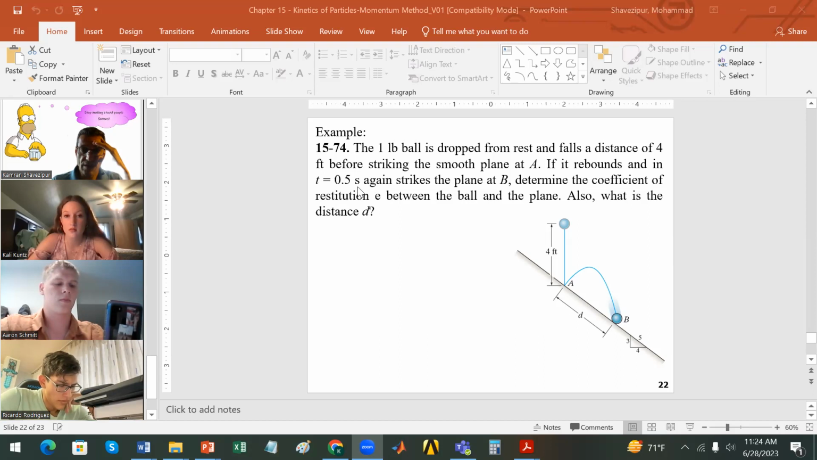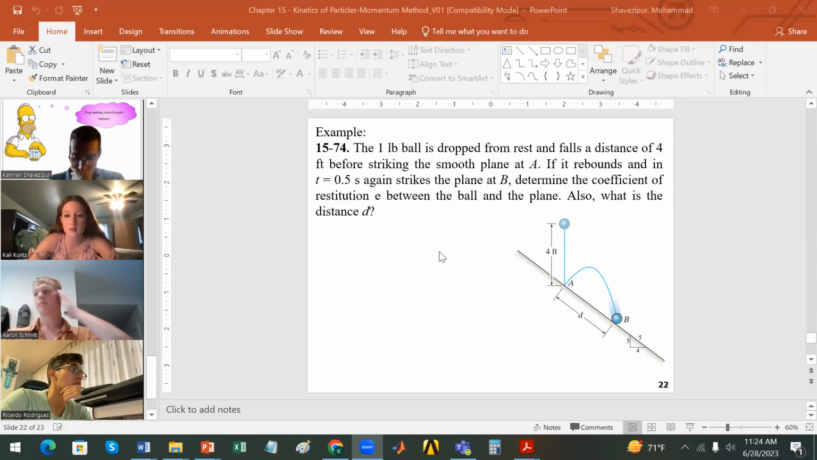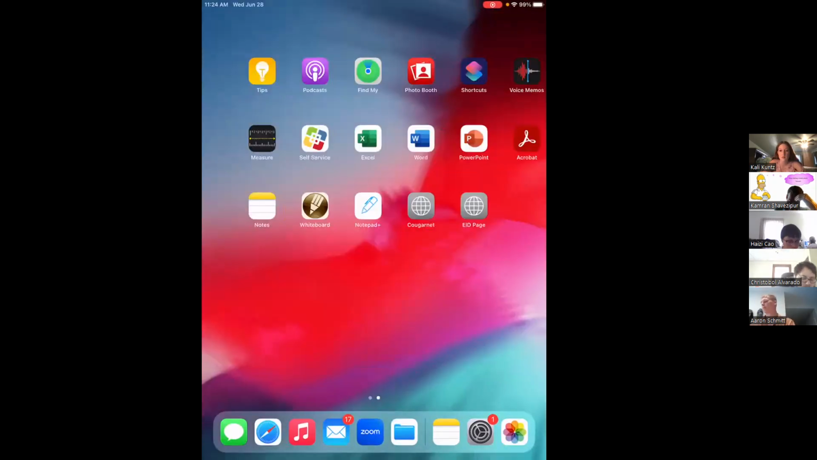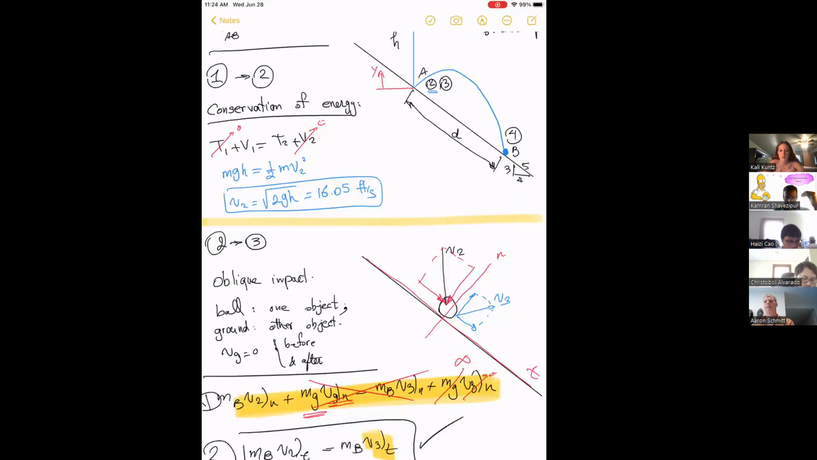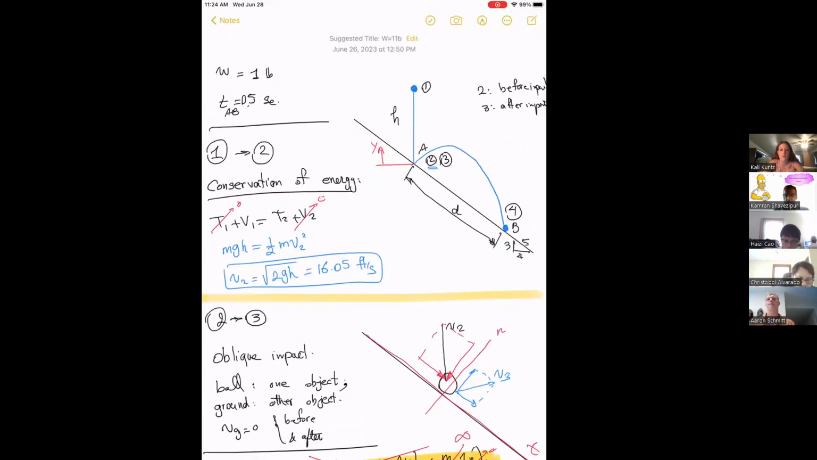The problem gives the time of travel from A to B. We want to find the distance, and we want to find the coefficient of restitution. So let's go to the solution. This is what we did on Monday.